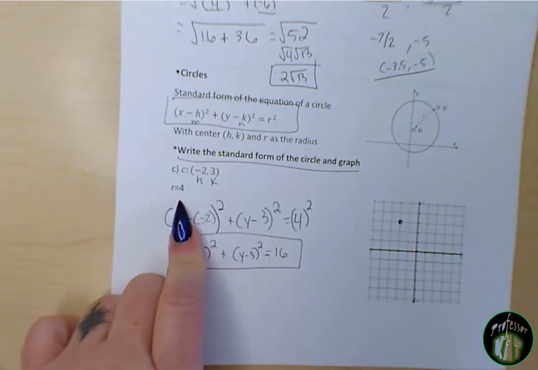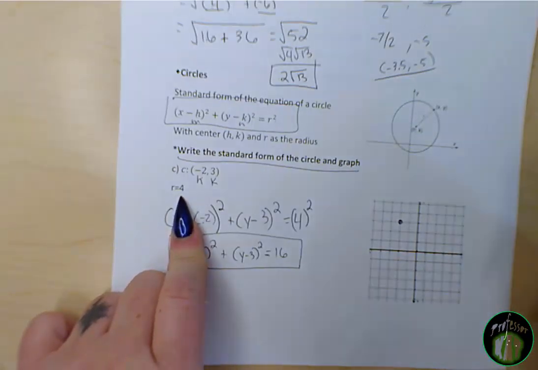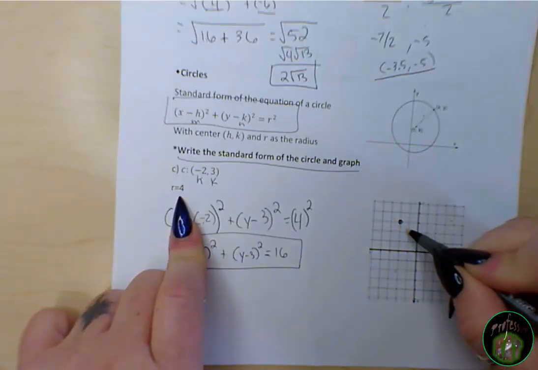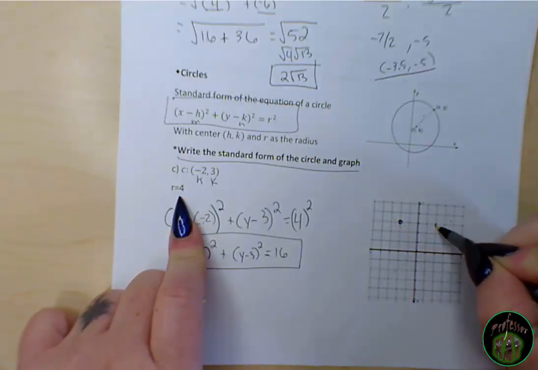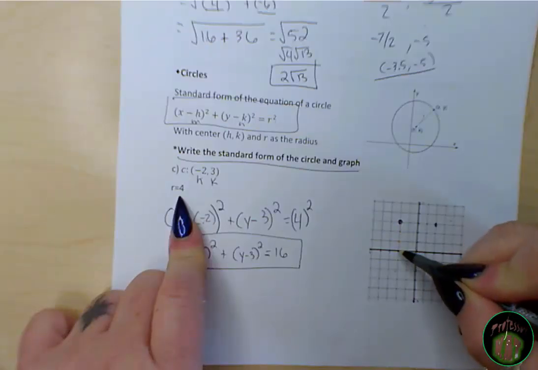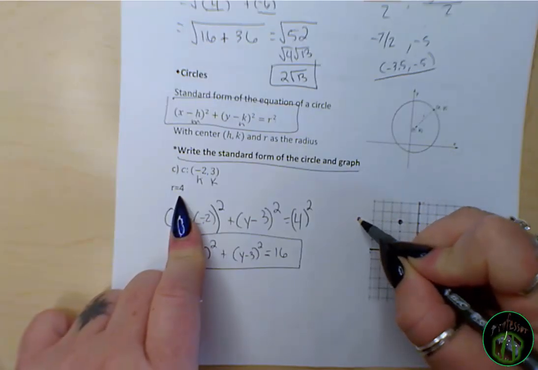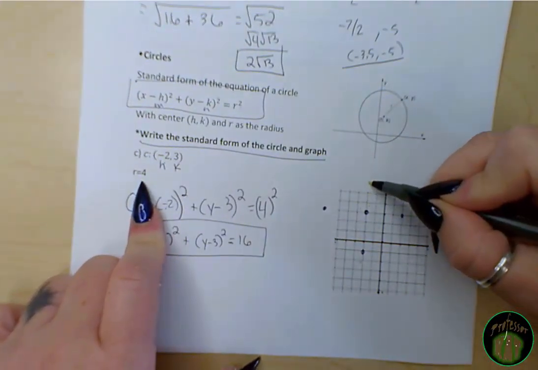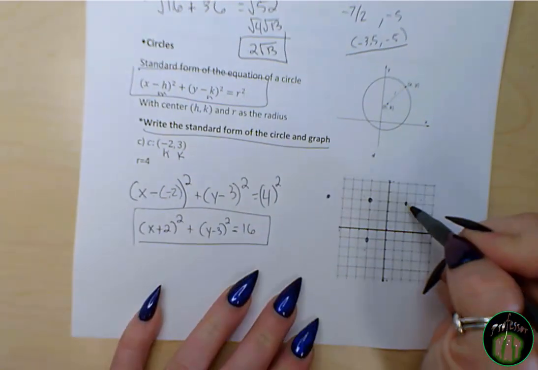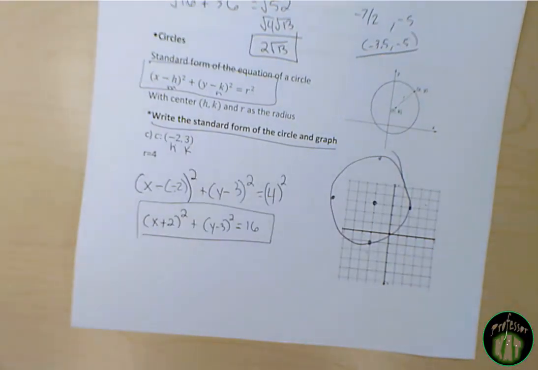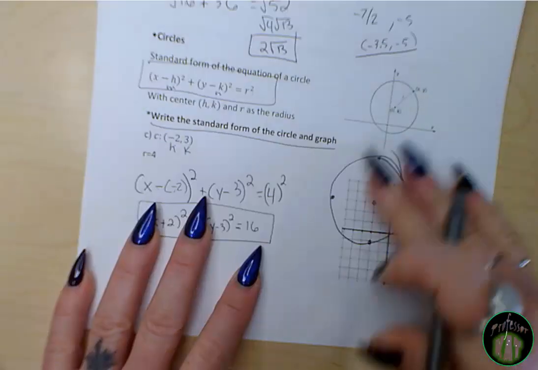It says our radius is 4. Go 4 out in all directions. So I kind of think north, south, east, west. Go 4 to the right. 1, 2, 3, 4. Go 4 down. 1, 2, 3, 4. Go 4 left. 1, 2, 3, let's just say 4. 1, 2, 3, 4. Connect the dots. And you have your circle. Not the prettiest circle, but it is a circle.